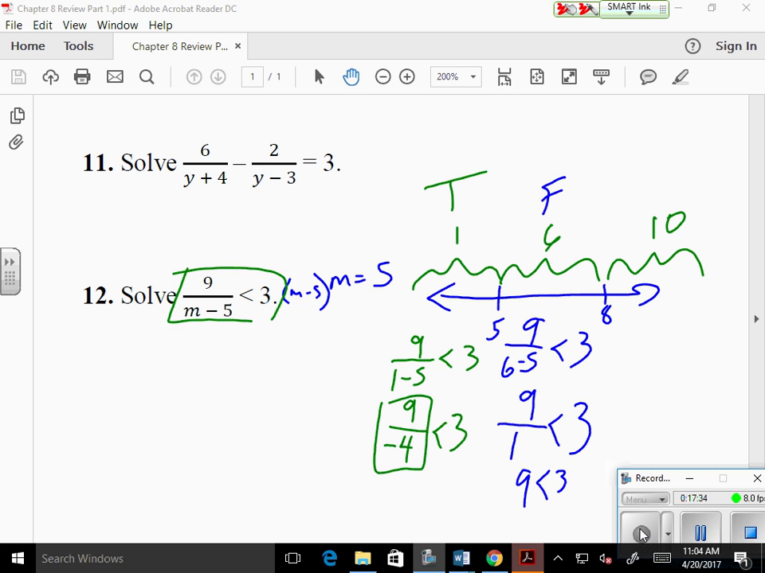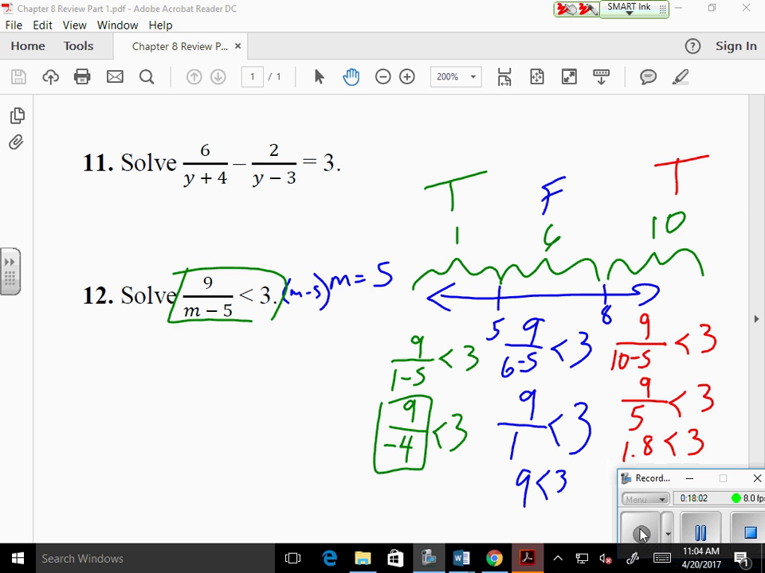Greater than 8, I chose to test the number 10. So let's see if 9 over 10 minus 5 is less than 3. That's 9 over 5. Is that less than 3? 9 over 5 is 1 4/5, or 1.8. Is that less than 3? Yes. So this area is true.